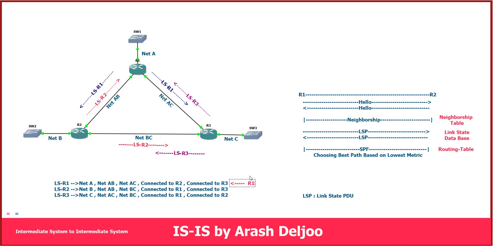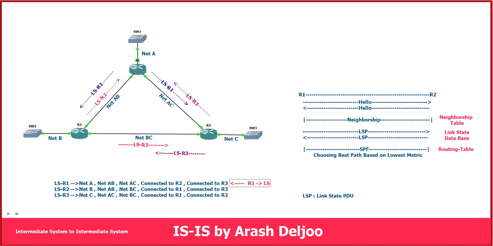This is the router 1 link state, or LSP, link state PDU. In ISIS, we say LSP, link state PDU. In OSPF, we say LSA, link state advertisement. It's not important for us now. Let me use LS, meaning the link state of router 1. I am connected to net A, net AB, net AC, and also router 2 and router 3. That's it.